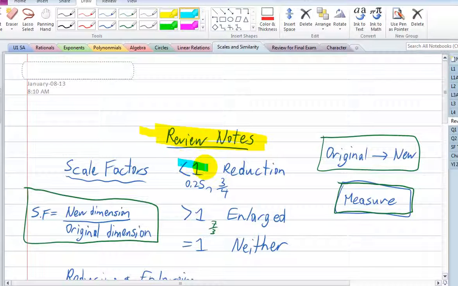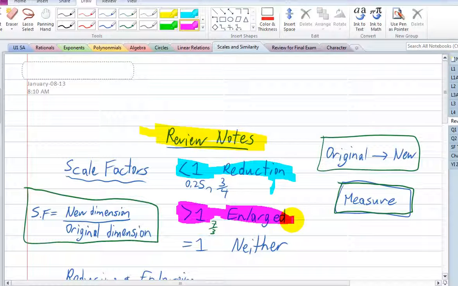If we get a number that's less than 1, that's a reduction. So those numbers would be like 0.25 or 3/4. Usually we did the division and went to a decimal. And then, Sean's favorite color, if we have a number that's greater than 1, that means it was enlarged. Okay. So 1.25, 1.5, 2.7, anything that's larger than 1. Or a fraction, like 7/3. Okay, that's an improper fraction. If you work that out, it would be a decimal that's greater than 1.